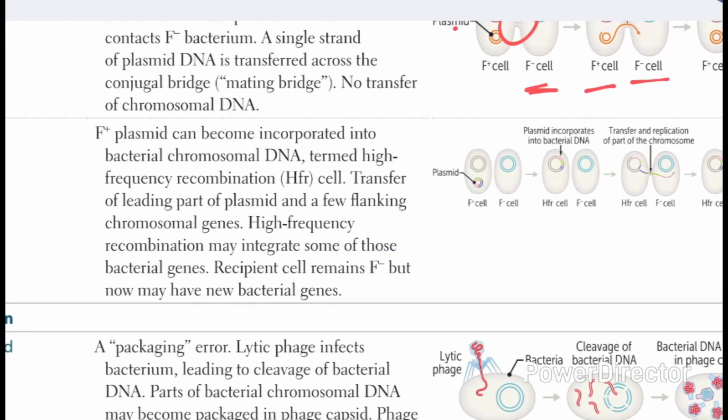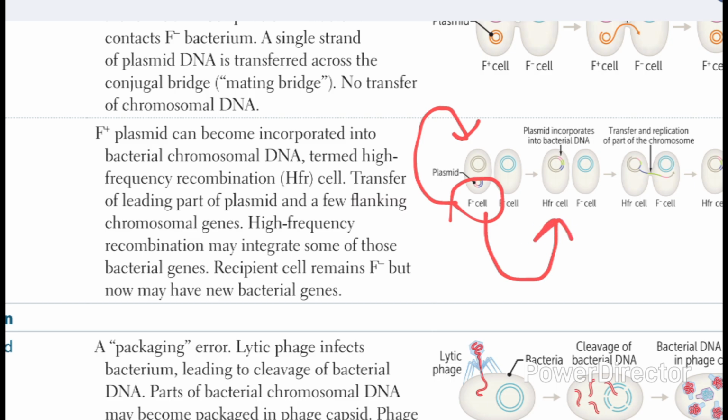Then we have another important one. Next up, we have the high frequency recombination. So what happens in this scenario is that the F positive bacteria that contains that extra piece of information actually incorporates this genetic material within its own chromosome. Once this plasmid is incorporated into the bacteria's own genetic material, this bacteria is turned from F positive to the Hfr. What Hfr stands for is the high frequency recombination cell.